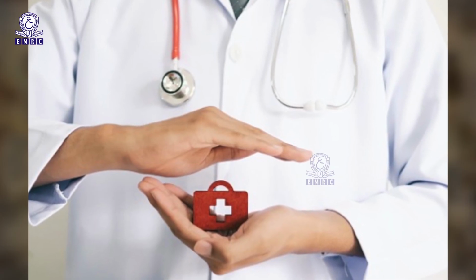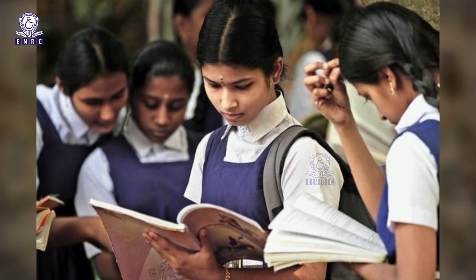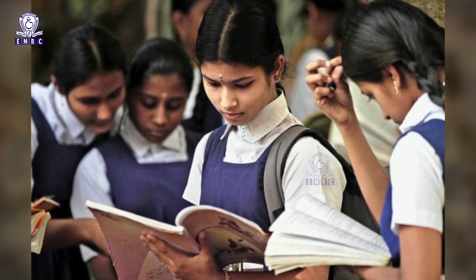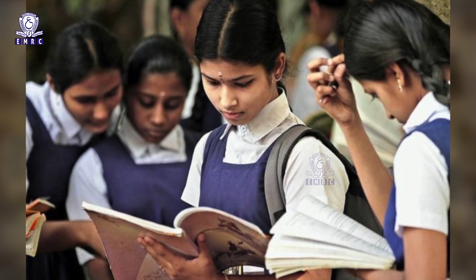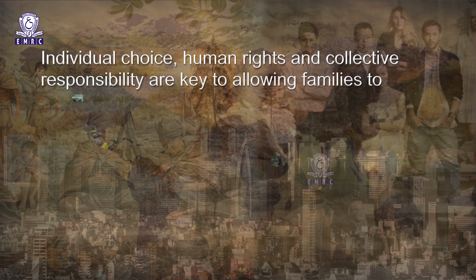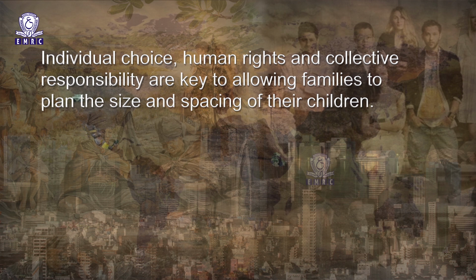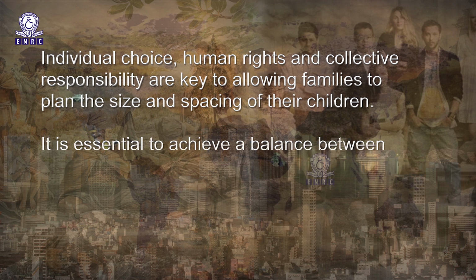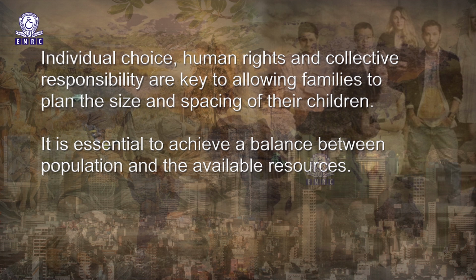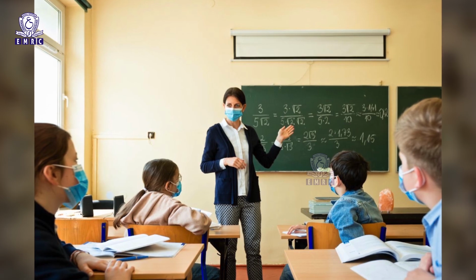Collective vision about healthcare, family planning and women's education at community level build a basis for action. The creation of action plans helps to meet challenges and find cooperative solutions. Individual choice, human rights and collective responsibility are key to allowing families to plan the size and spacing of their children. It is essential to achieve a balance between population and available resources.